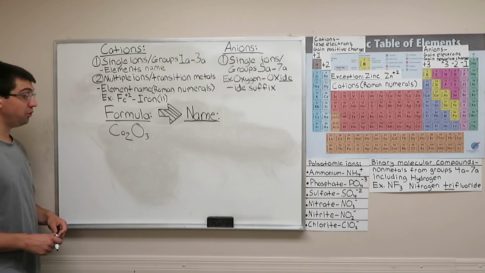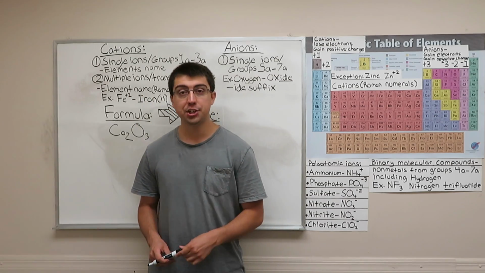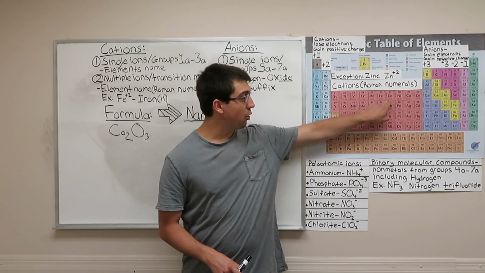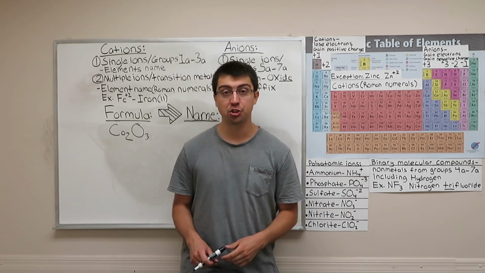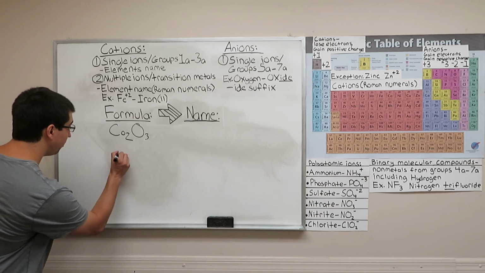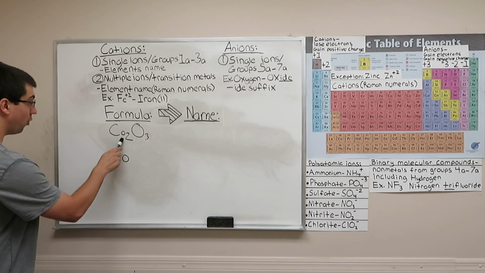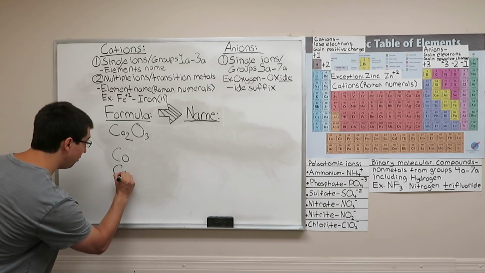Our formula is Co2O3. First, we need to write down each element's name. Co is cobalt. Cobalt's a transition metal, and we're going to have to work backwards to find out which charge we have. So I'm just going to write down the cobalt symbol. And if you look in the formula, we have two of them, so I'm going to write down two.